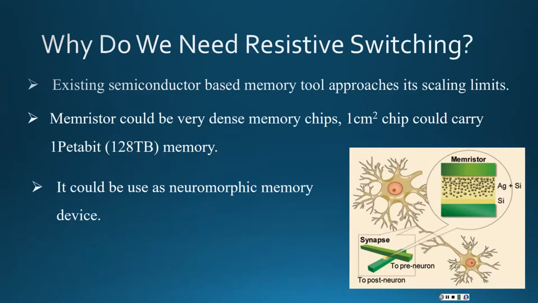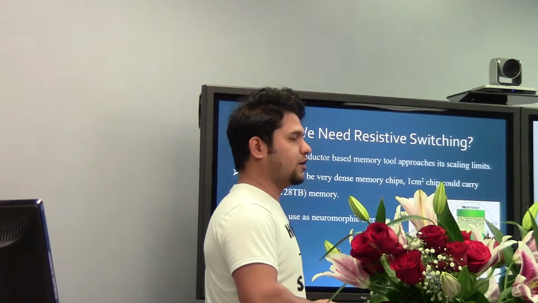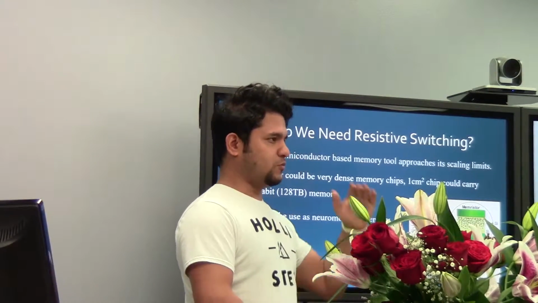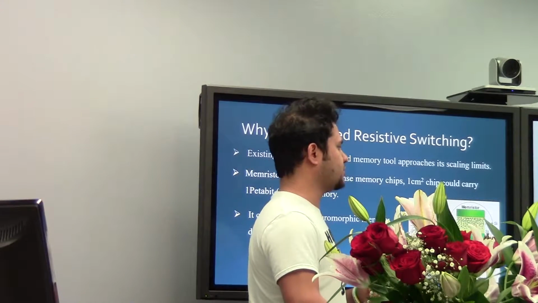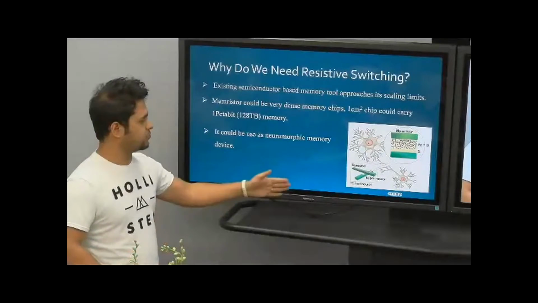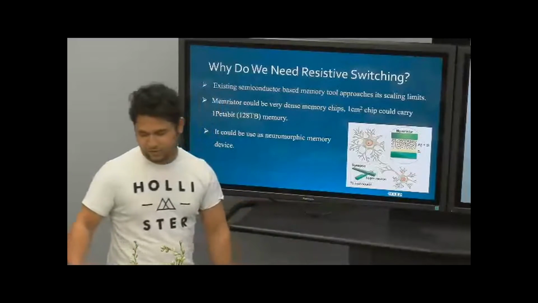So we are going to make devices with these properties, but the question is why we need them. In one sentence, recent semiconductor-based technology is almost at its theoretical limit. After that, we need new mechanisms. So it would be a replacement for these devices, and it can be used for neuromorphic device designs.